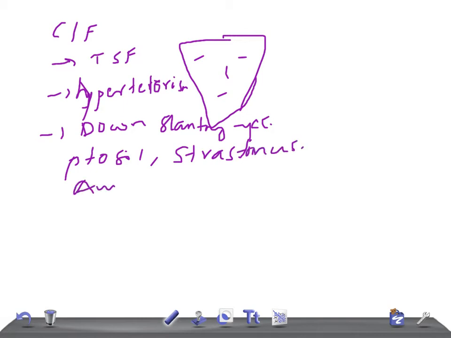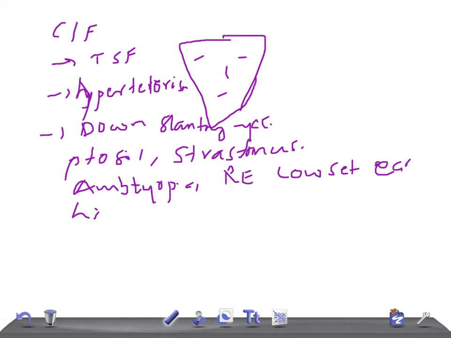amblyopia. Very important, guys, very important. Remember the clinical features: amblyopia, refractive errors, low set ears with thickened helices, high nasal bridge, short webbed neck. Where do you see short webbed neck? Turner syndrome, right? The most important thing to remember for Noonan syndrome is pulmonary stenosis.